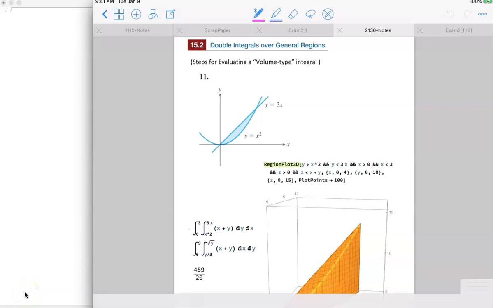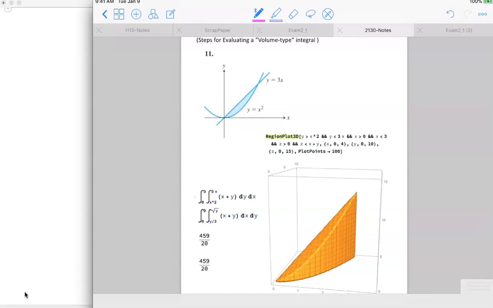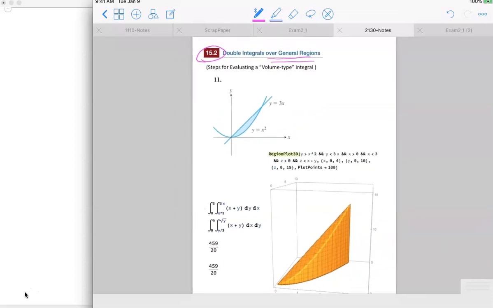Right, in this video we're going to outline section 15.2, where we've made a transition to doing double integrals over what the book calls a general region. Okay, and I just thought we would look at the whole problem all in one screen just to get a sense of what's going to happen in this section.